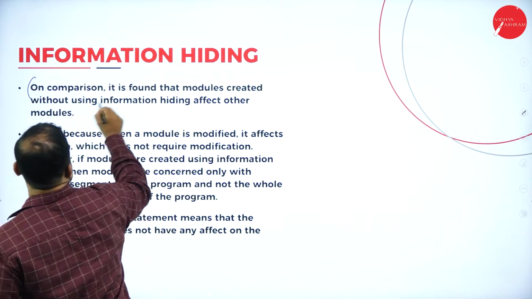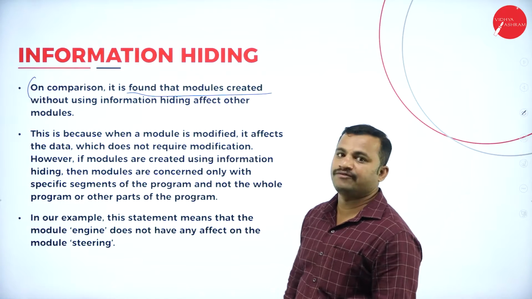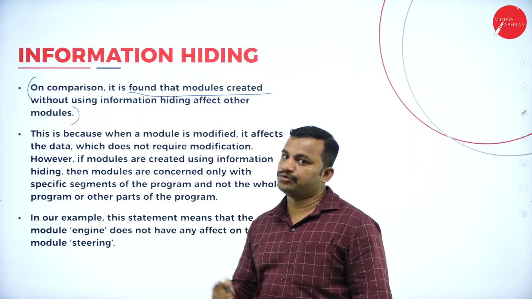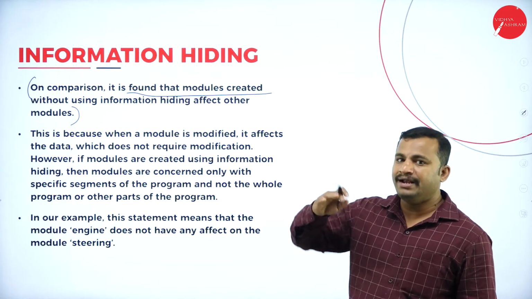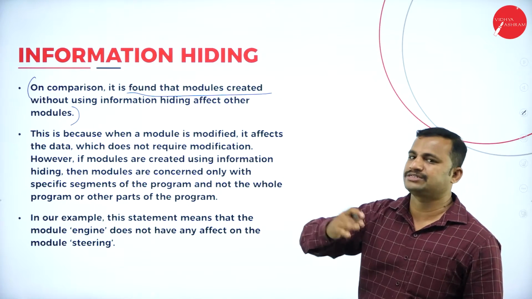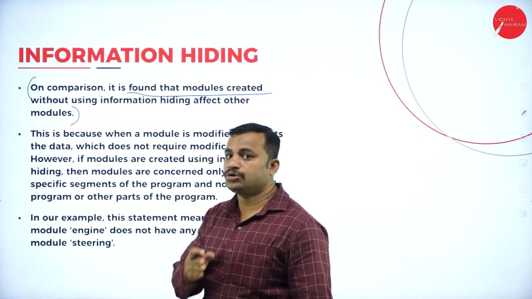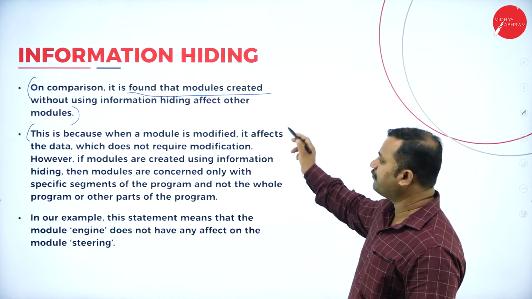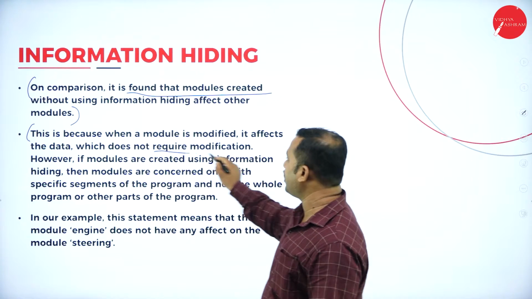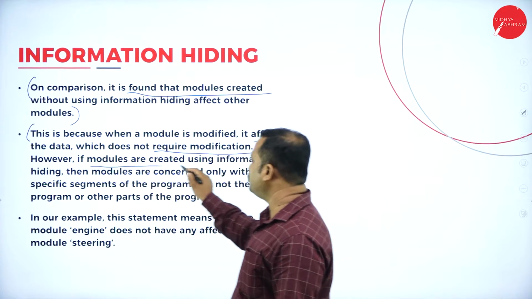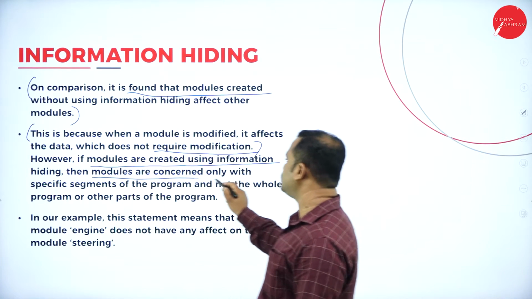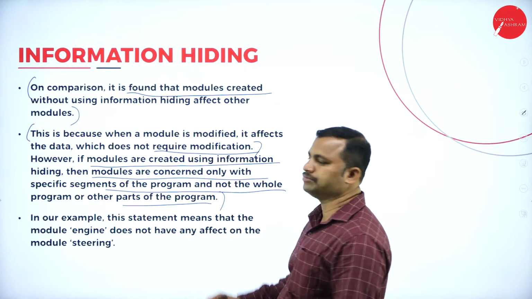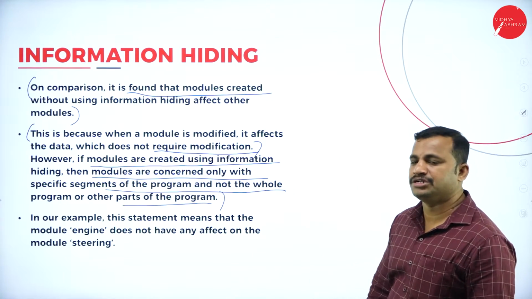On comparison, it is found that modules created without using information hiding affect other modules. Suppose I do not use information hiding, that would affect the other modules because there is no hidden information between one module and another module. Everything is transparent among those. So it becomes a problem. That is, cohesion and coupling is more in that. This is because when a module is modified, it affects data which does not require modification. However, if modules are created using information hiding, then modules are concerned only with specific segments of the program and not the whole program or other parts of the program. That means only the relevant information is needed.